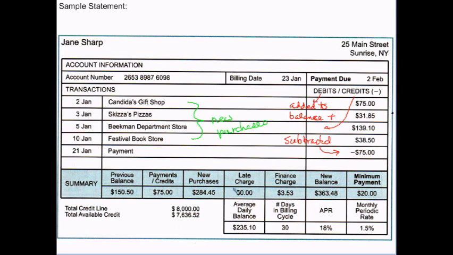There was no late charge because apparently Jane paid on time. Good for her. You have your finance charge, which was from taking the monthly periodic rate times the average daily balance. And then you have your new balance. And again, this was calculated by taking the previous balance, subtracting the payments and credits, adding the new purchases, adding a late charge, adding the finance charge, and that gives you your new balance.